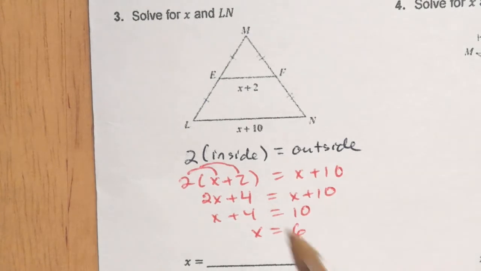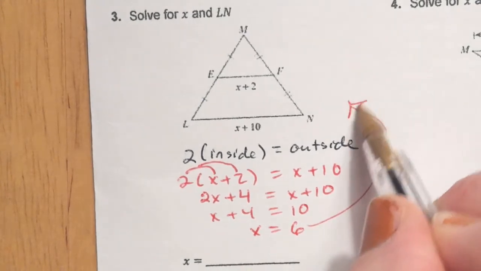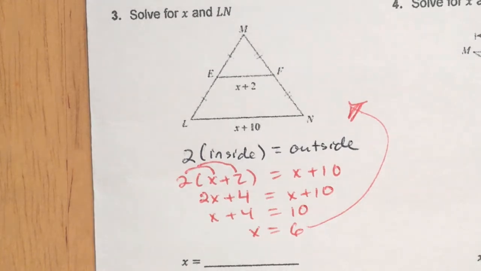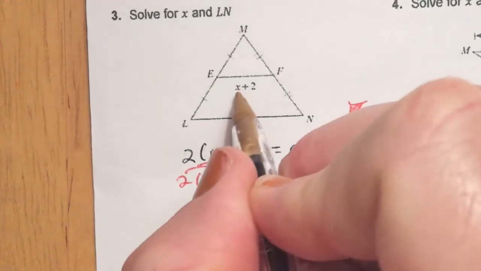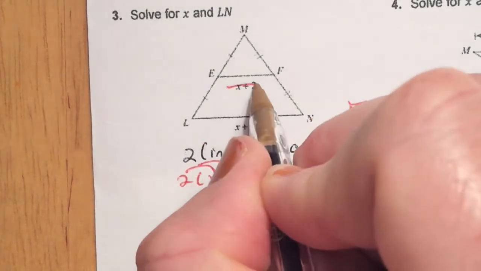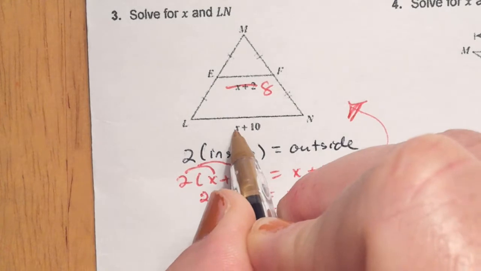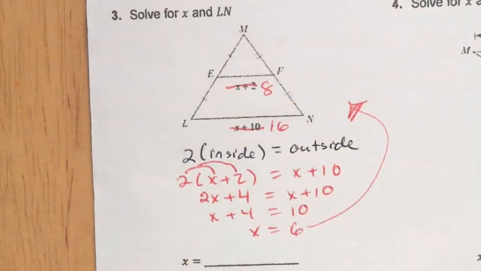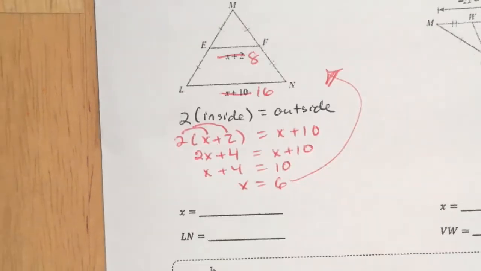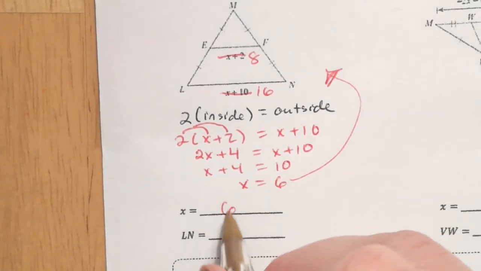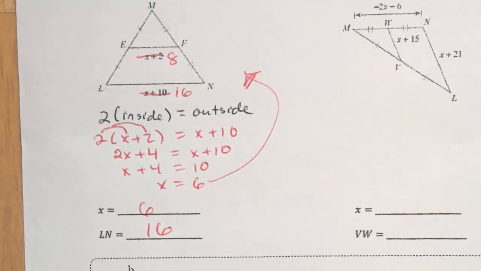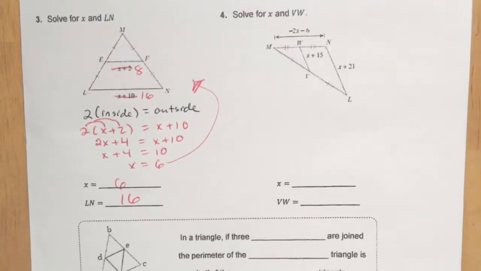Okay, and I've trained you that every time you get x, you need to plug it back into the picture for 2 reasons. One, to help us check ourselves, but also to answer the question, whatever they may ask. So if you plug this back in, 6 plus 2, that would be 8. And then 6 plus 10 would be 16. Does that double on the outside? Yes, it does. I feel really good about this. X is 6, and L to N is 16.